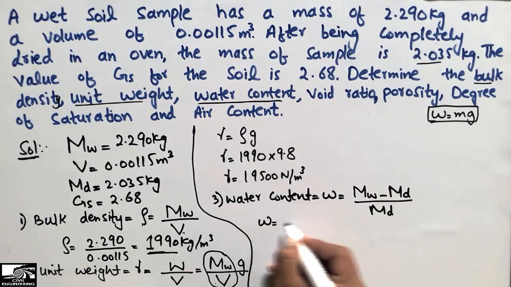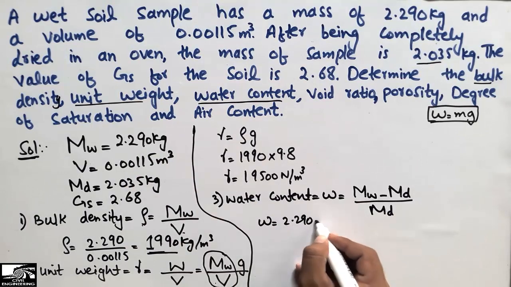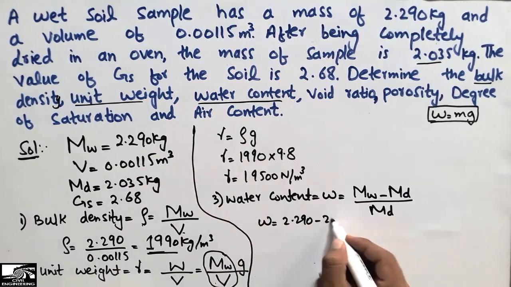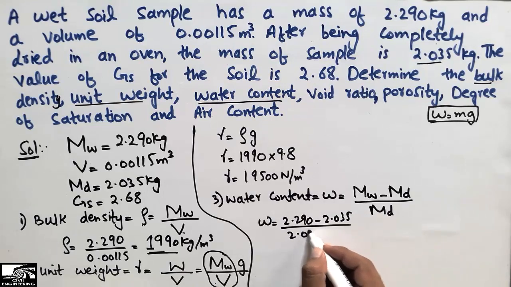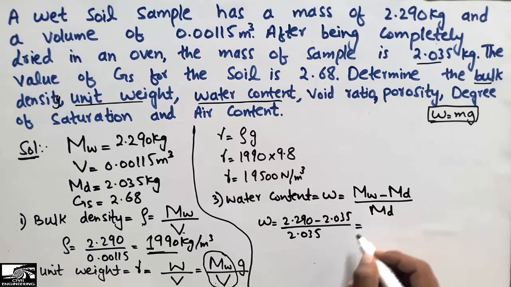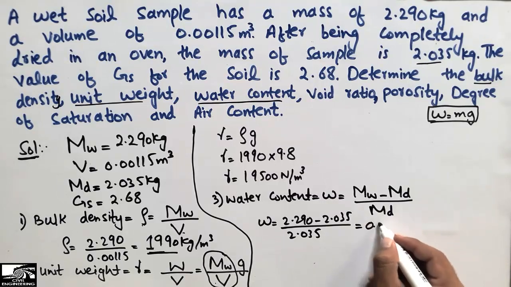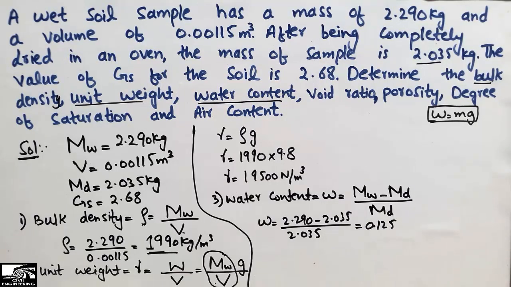So it comes out to be: Mw is also known to us, which is 2.290, minus M dry, which is 2.035, divided by M dry, which is 2.035. So we get the water content of 0.125, right? Now by multiplying it by 100, w is equal to 0.125 .